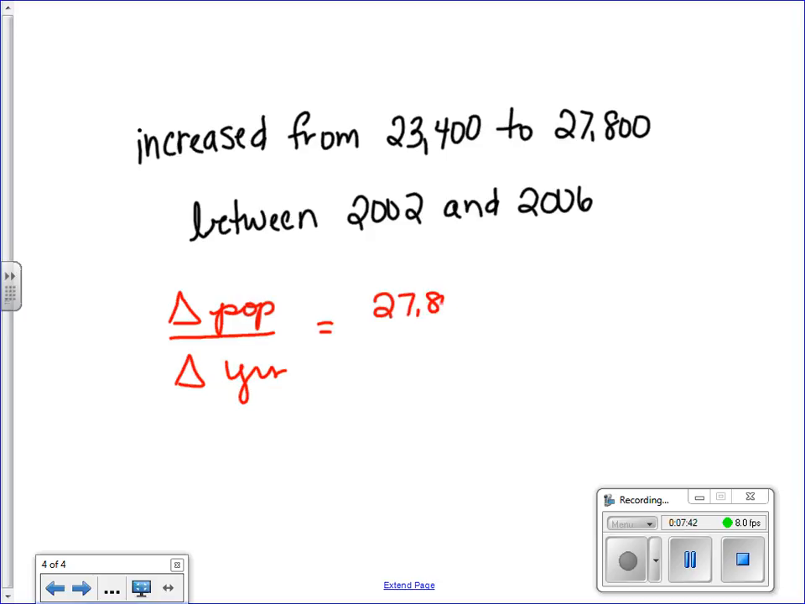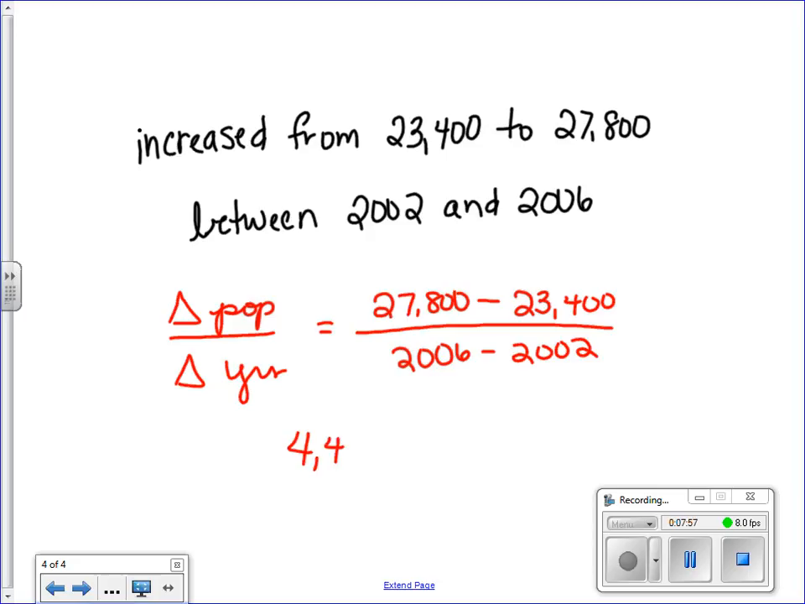So 27,800 minus 23,400 over 2006 minus 2002, right? 4,400 over 4, 1,100 people per year. That's our change. If we were to graph this, that would be our slope right there.